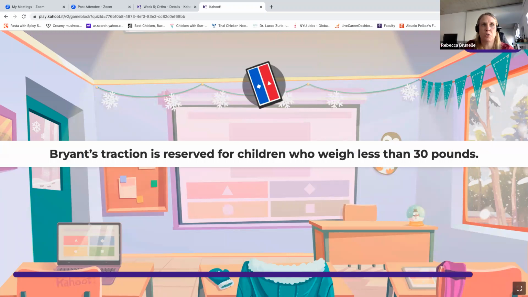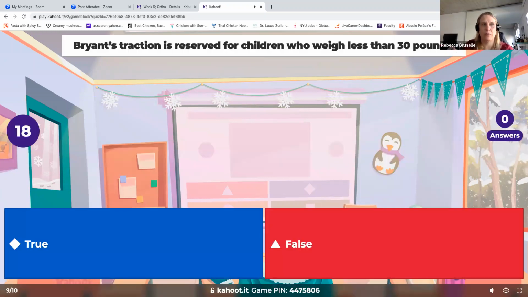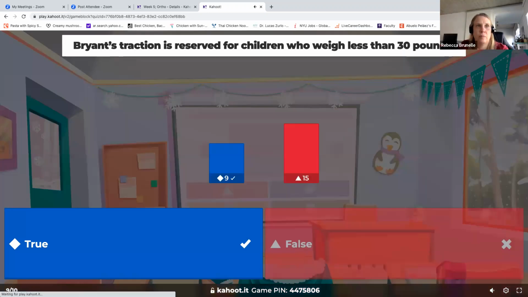Bryant's traction is reserved for children who weigh less than 30 pounds. Is that true or false? So yeah, I put the weight in here. This is the one that's for the kids under 2.